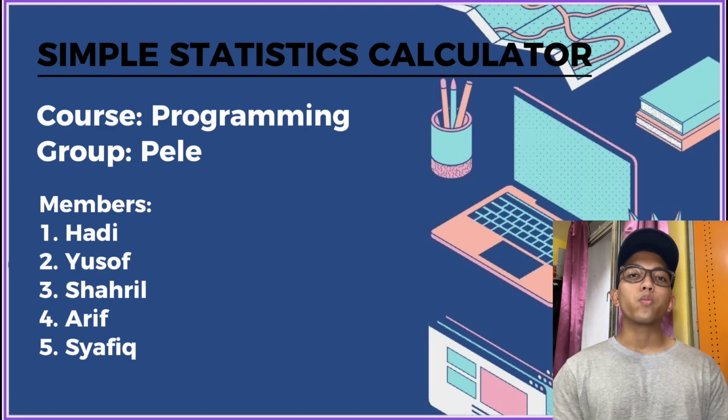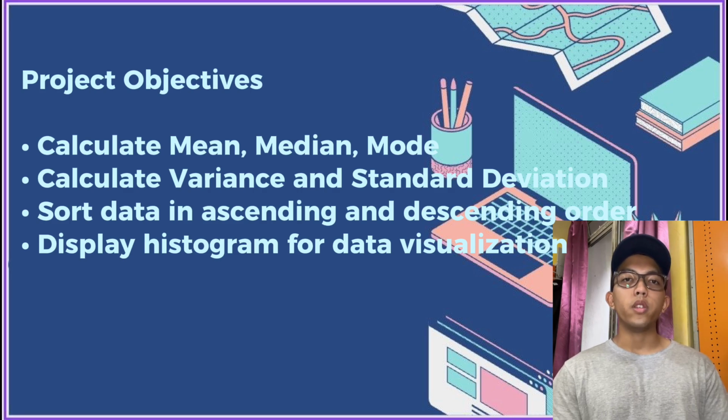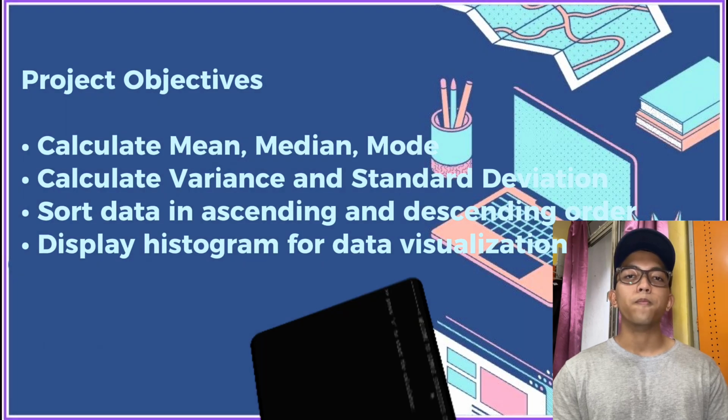The purpose of this project is to develop a program that performs basic statistical analysis using numbers entered manually by the user. The program calculates key statistical values such as mean, median, mode, variance, and standard deviation. It also sorts the data and presents the result in both numerical and visual form. This project helps us understand how fundamental programming concepts can be applied to solve real-world data analysis problems.